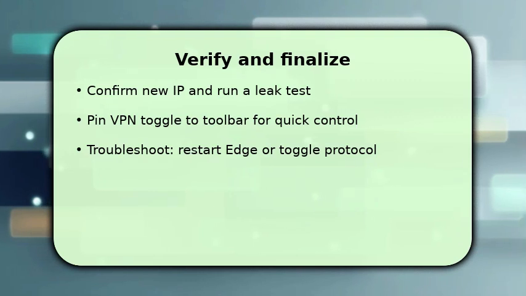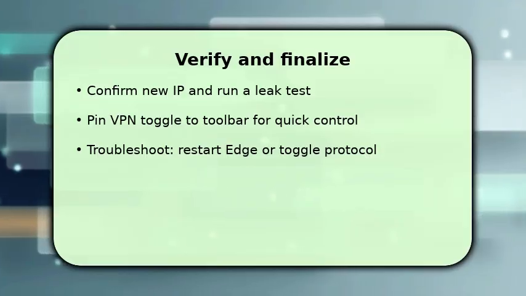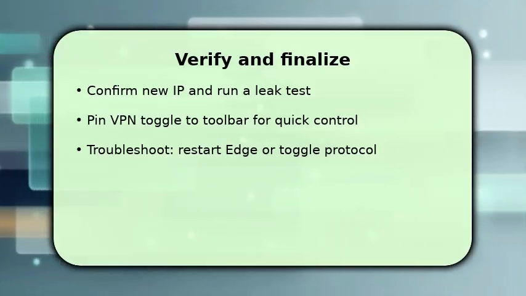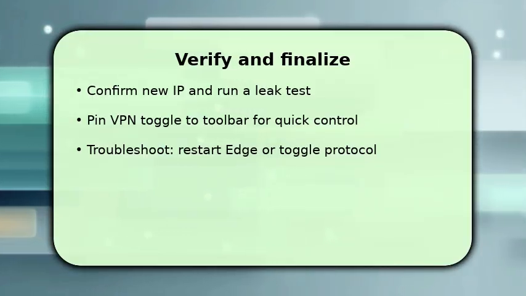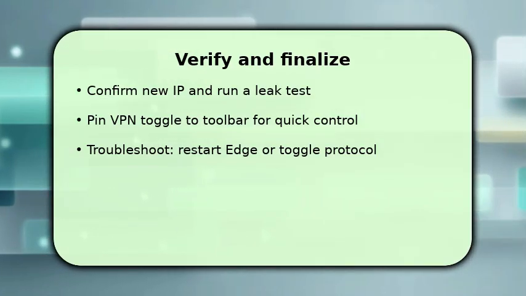Finish by verifying the connection. Check your public IP and run a DNS leak test to confirm traffic is routed through the VPN. Pin the VPN toggle to the toolbar for one-click access and create a shortcut or profile with preferred server for future use. If things fail, restart Edge, clear extension cache, and try a different protocol or server.